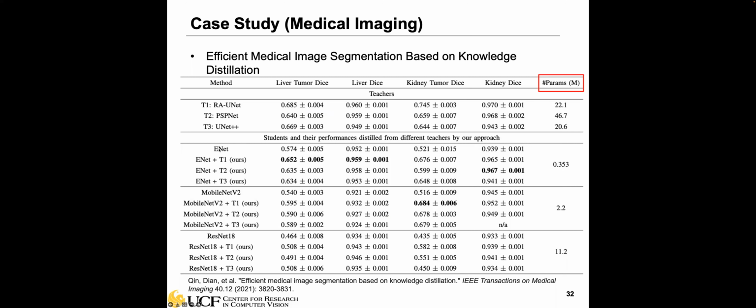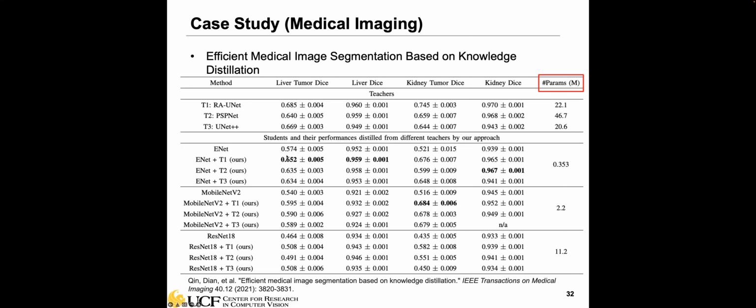In the first row, the student network is ENet. If you look at the parameter count, the teacher network has about 46 million parameters. But the student network, ENet, only has 0.35 million parameters. MobileNet V2 as the student network has 2.2 million parameters, and ResNet 18 has 11.2 million parameters. So they are much smaller as compared to the teacher network, especially ENet.